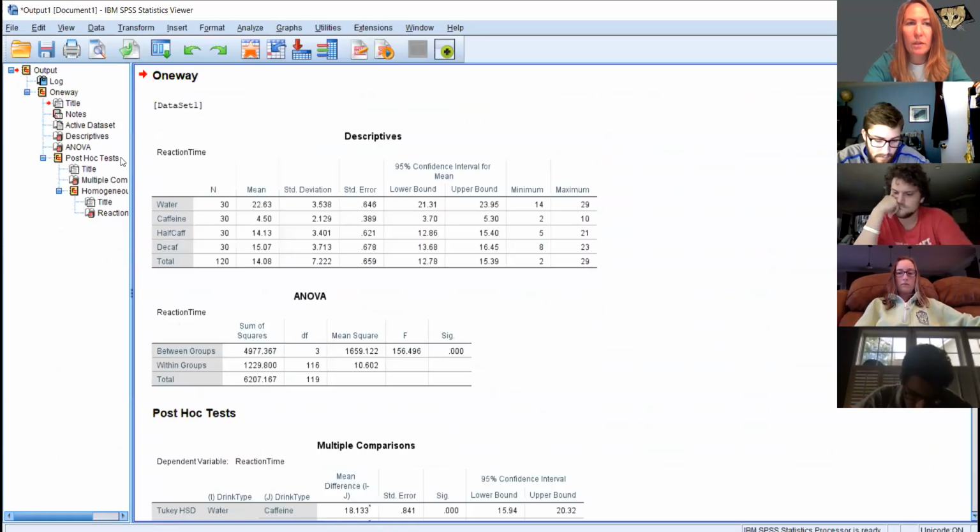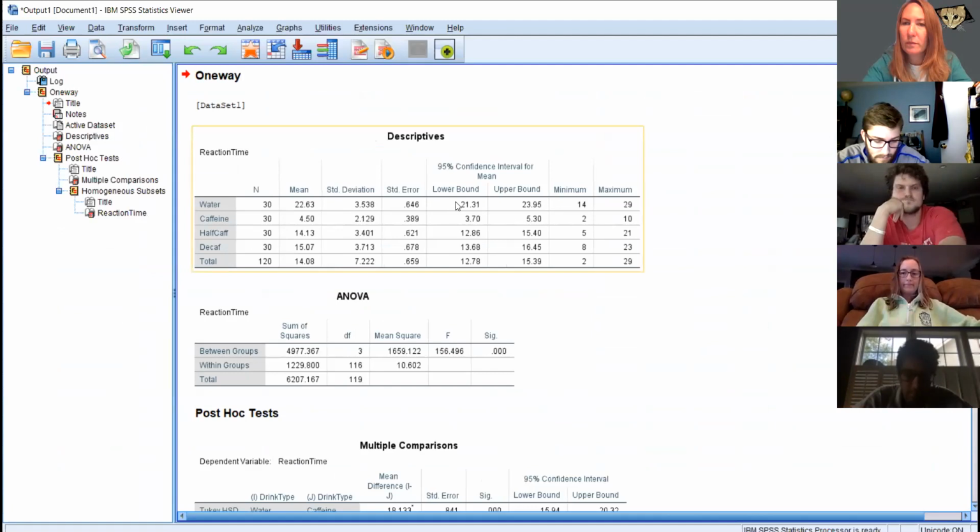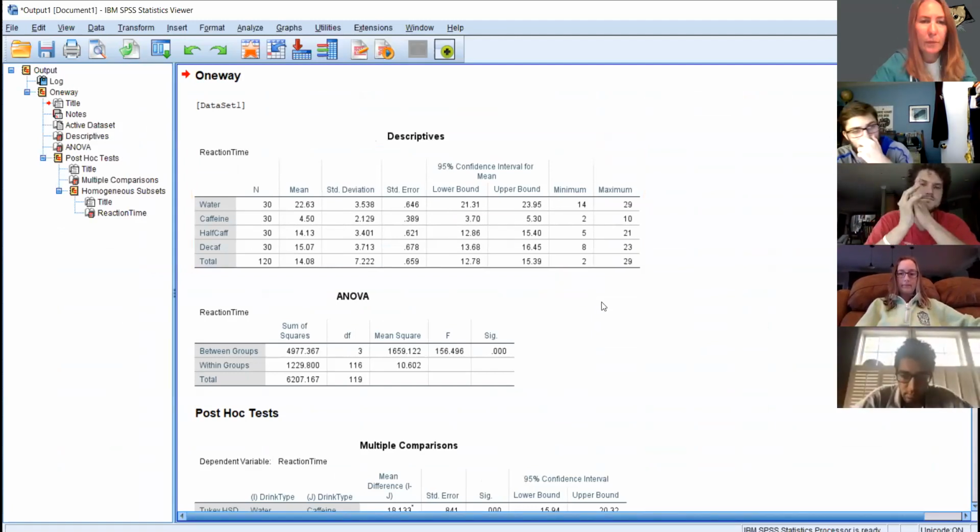Now I'll share my output. Can you all see my output screen? Yeah. Okay, all right, cool.